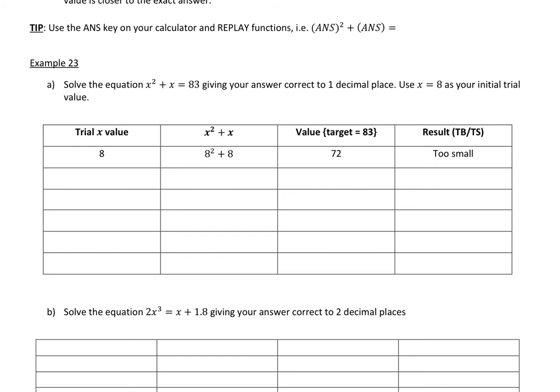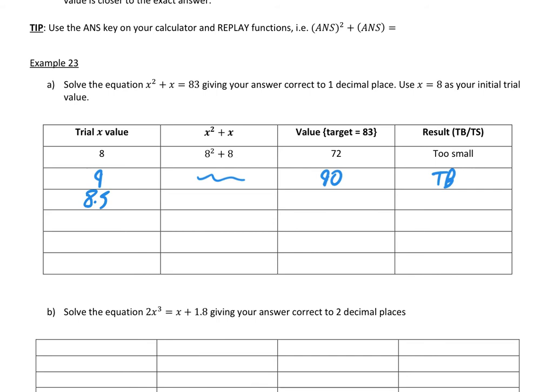So if that was too small, the logical thing for us to try would be to try 9. So on your calculator, you're just going to do 9 squared plus 9. And if you do that on your calculator, it gives you 90. I'm not going to bother filling this in. It's going to give you 90, which is just going to be too big. So the sensible thing then to try would be halfway between. So we can try 8.5.